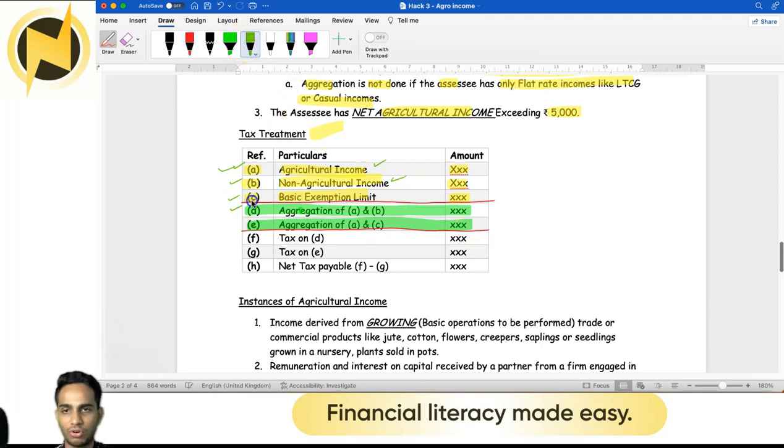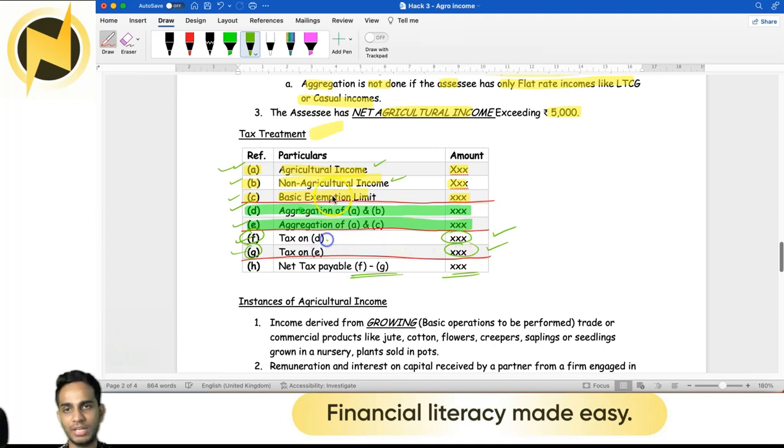Find your tax on D. What would be the tax you have to pay on D? Find. Just like that, find your tax on E. Find. Strong underline here. Your total tax payable will be tax on D minus tax on E. That is point F minus point G. That would be your total tax payable.